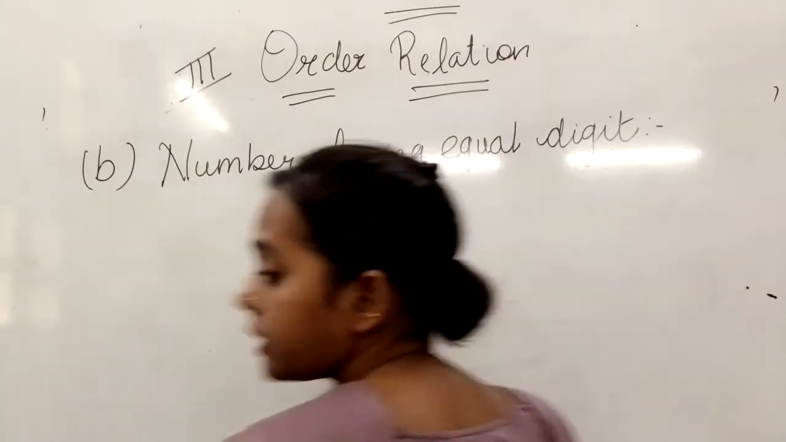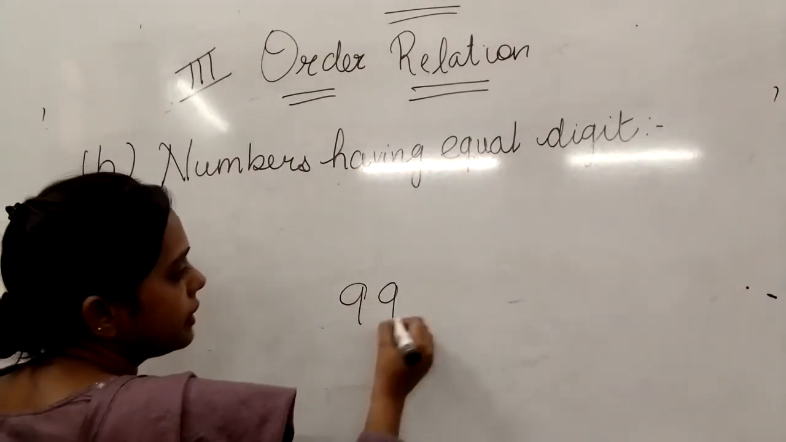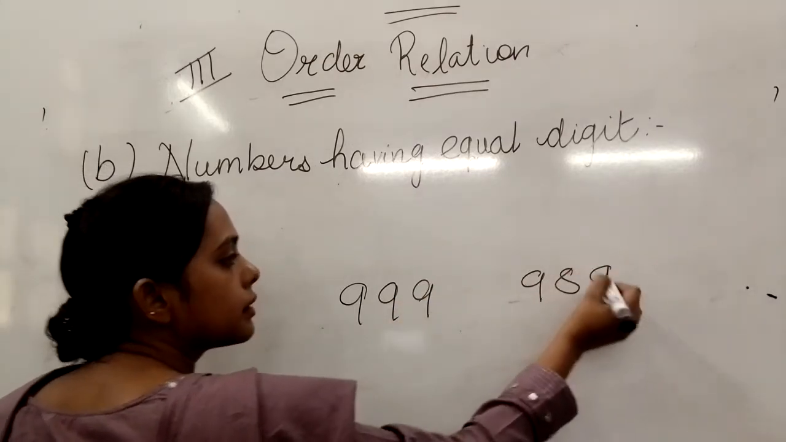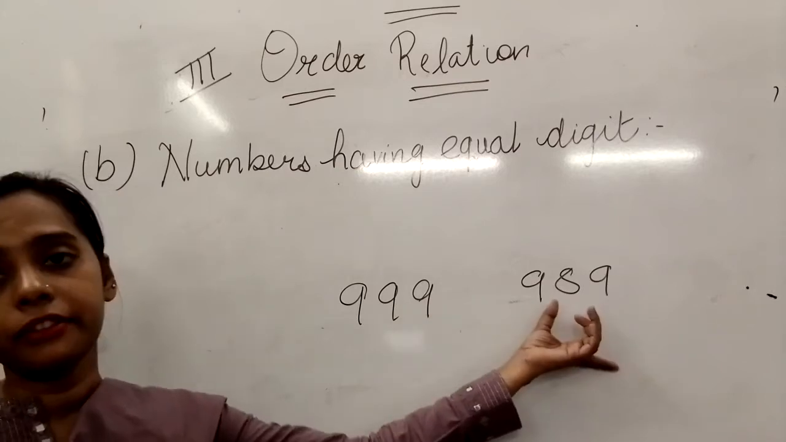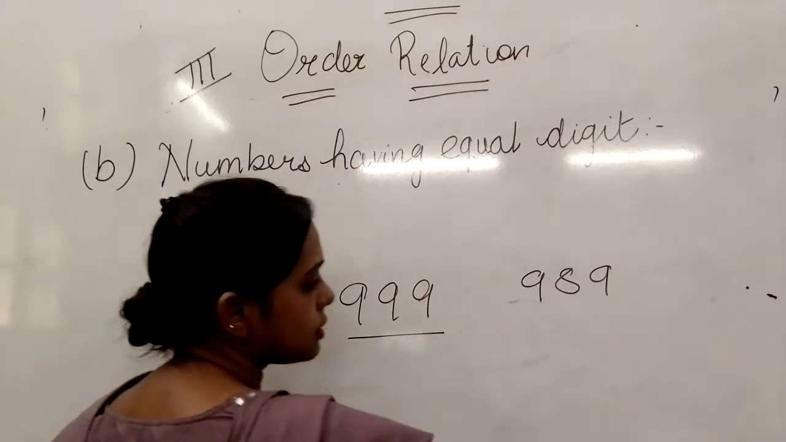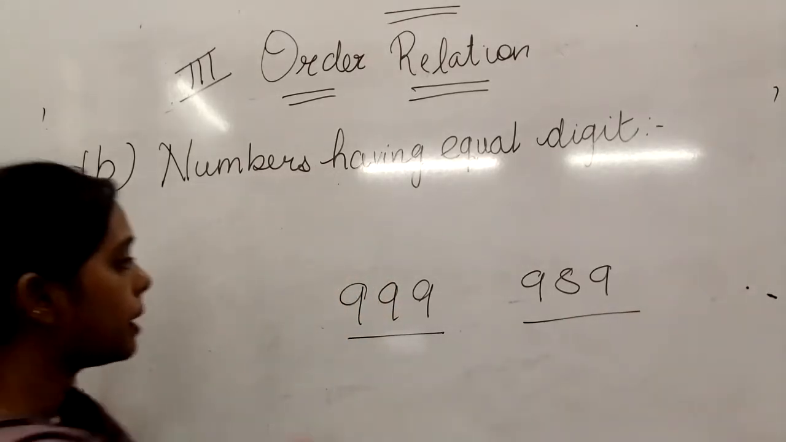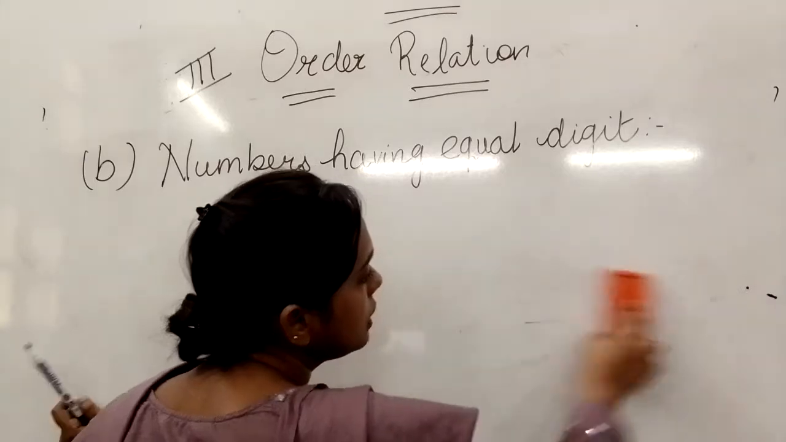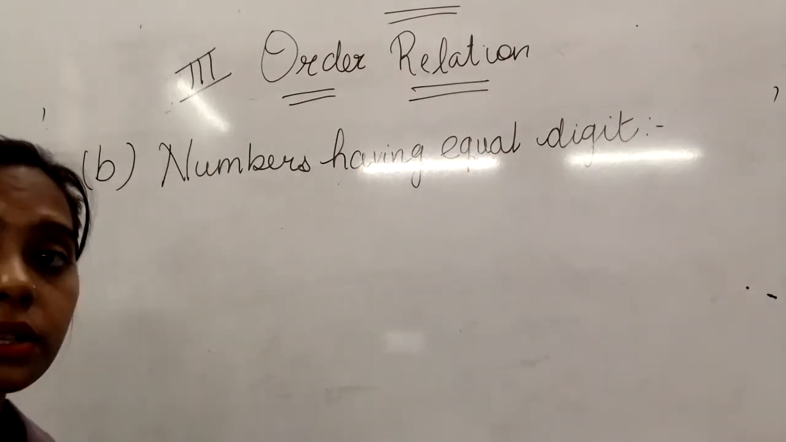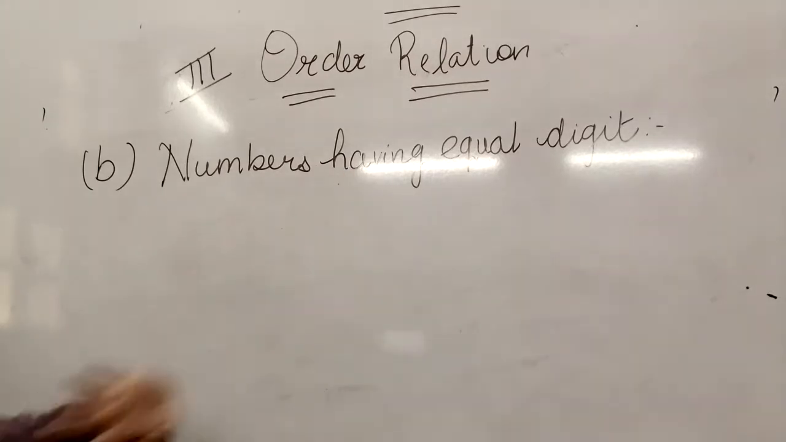Okay, what happens when numbers have equal digits? For example, अगर ये 999 है, and 989. Now see, all three digits are there. ऐसे केस में क्या करेंगे? जब this also has 3 digits, this also has 3 digits, तब आप क्या करेंगे? तो अब हम बताएंगे आपको, when numbers have equal digits, what will you do? Okay, so you will write numbers having equal digits.